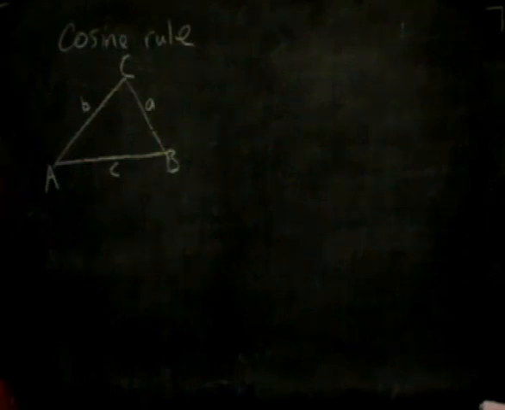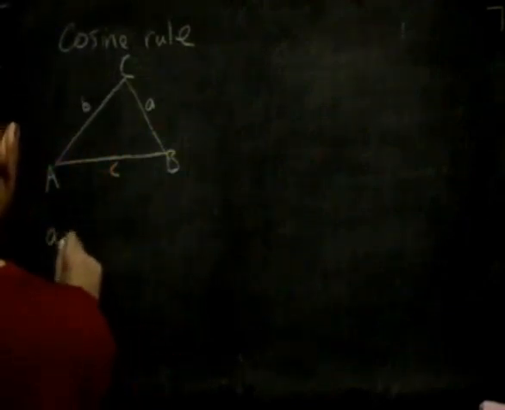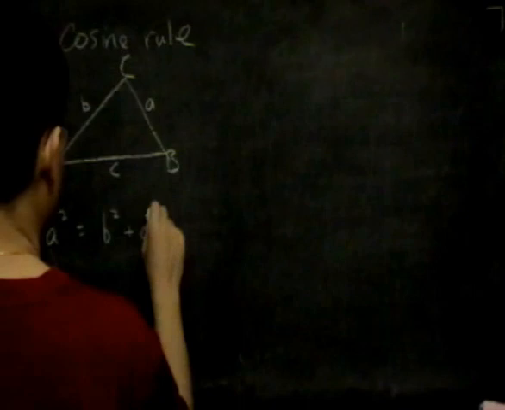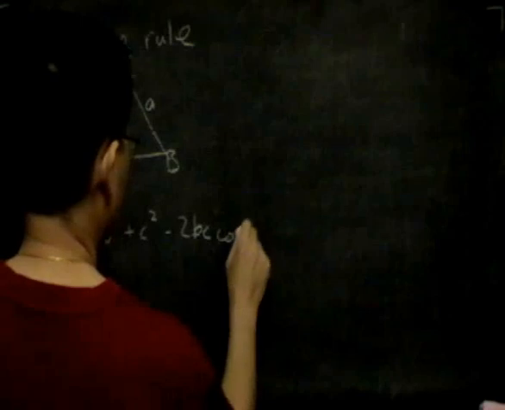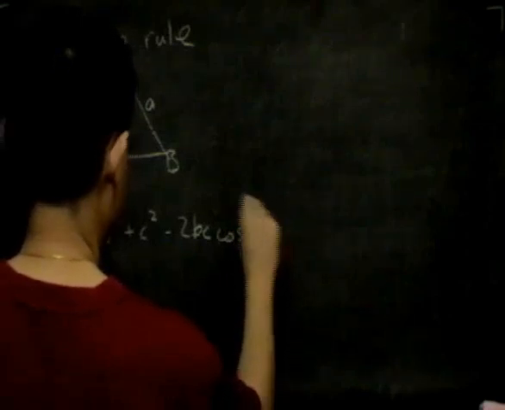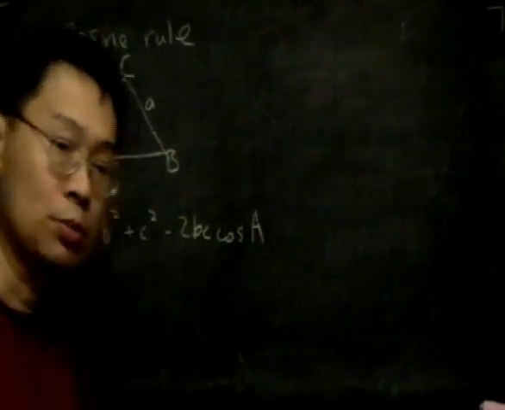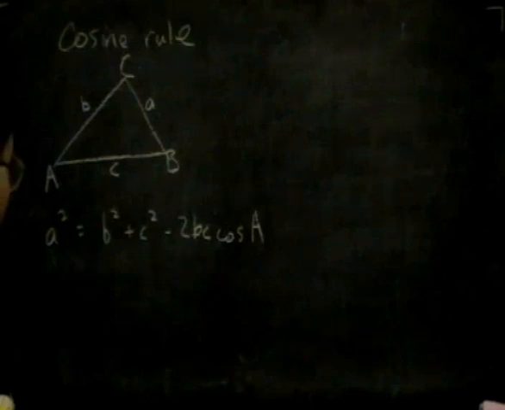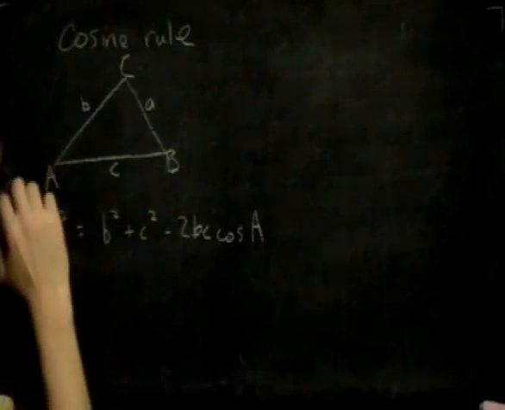Now the cosine rule looks like this. It goes a squared is equal to b squared plus c squared minus 2bc cosine A. Now this is a bit more complicated than the sine rule. Right, there are squares involved and there are a few terms multiplied together. Takes some getting used to.